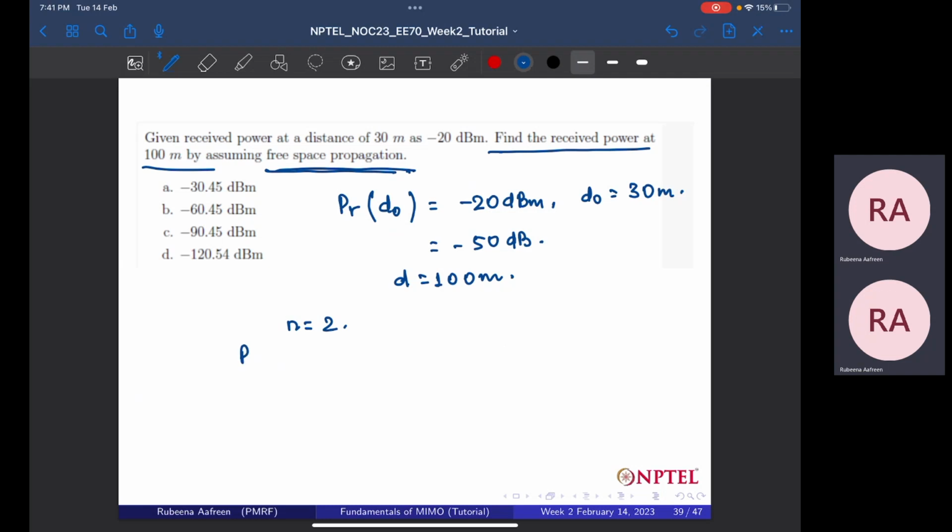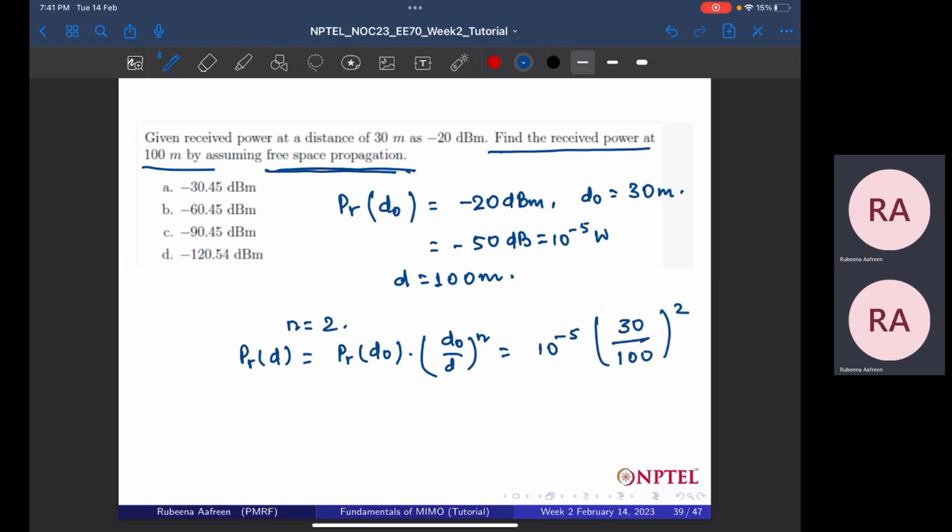So now we can write PR at distance D is PR at D naught upon D to the power of N. That is 10 to the power minus 5 watt, 30 upon 100 whole square. We'll convert it into dBm. So this will come as minus 30.45. I do request all of you to try it once, because this is a very simple question. So the answer is minus 30.45 dBm.